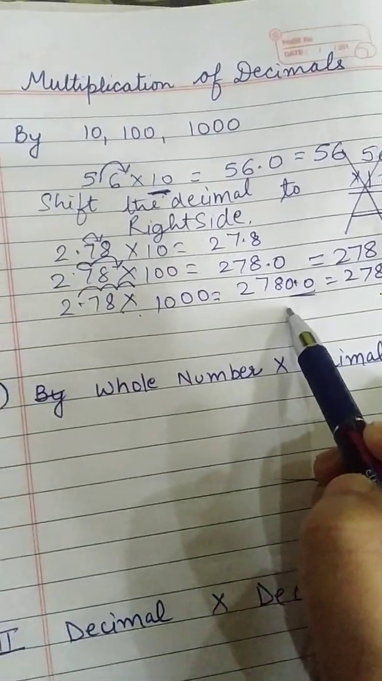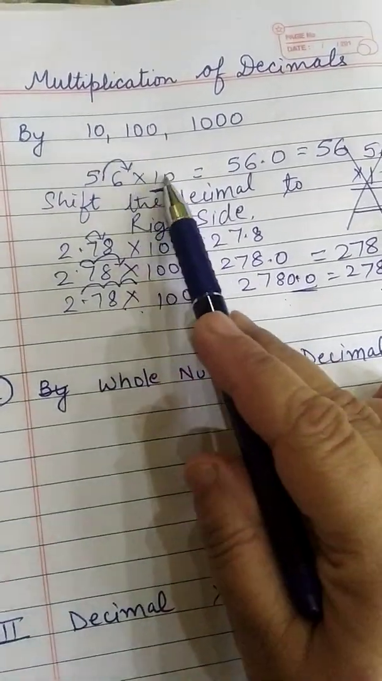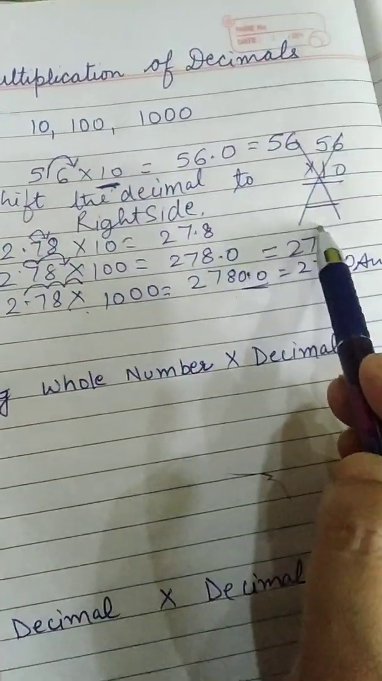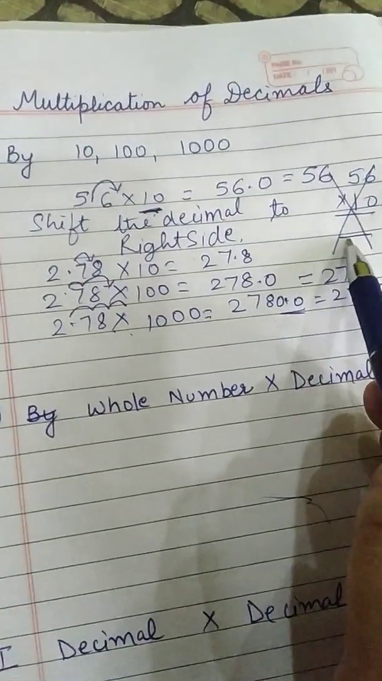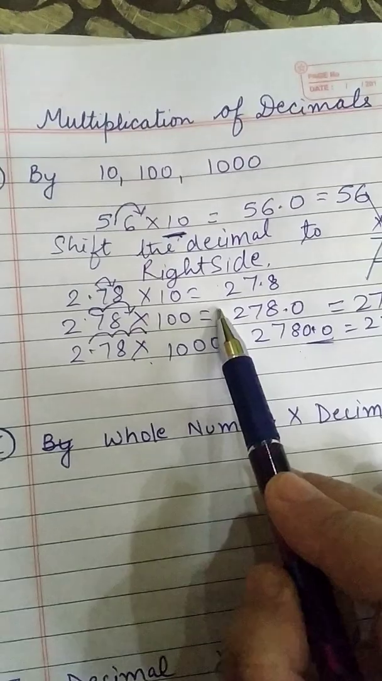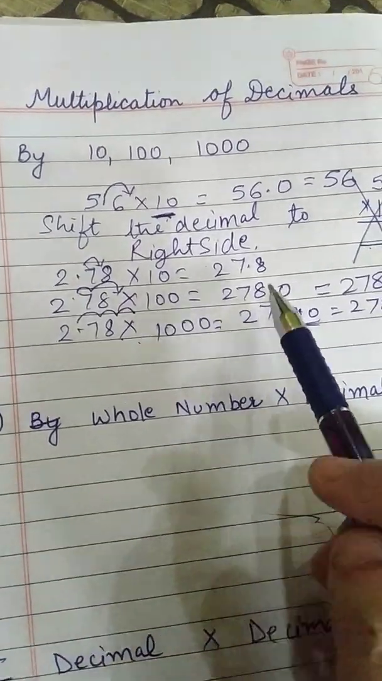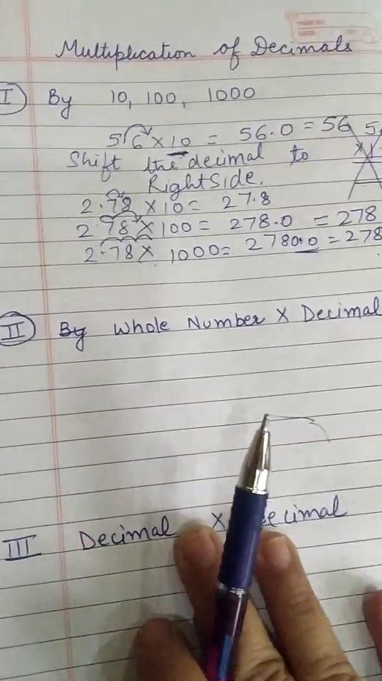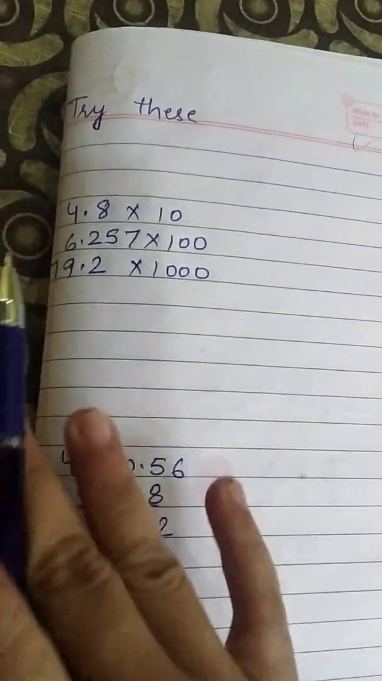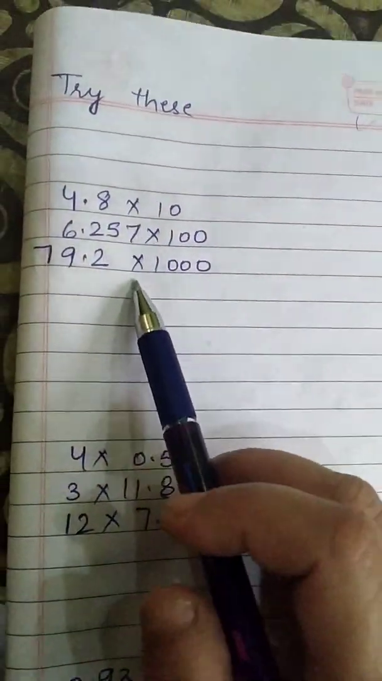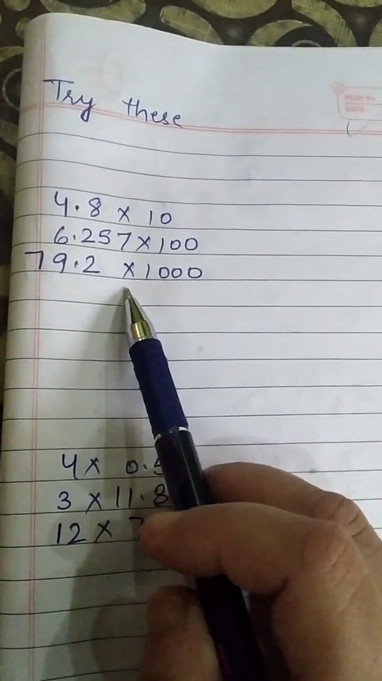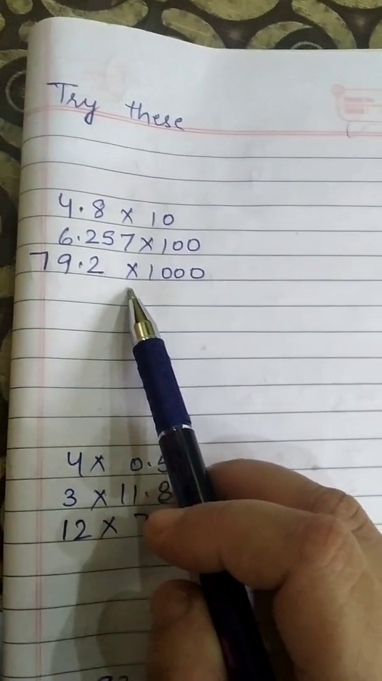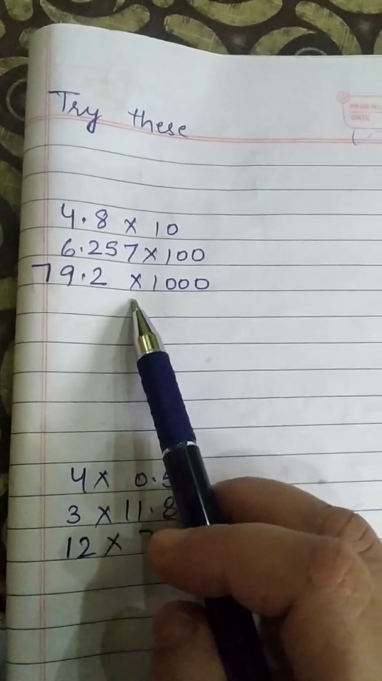So what I mean to say is, when you are multiplying by 10, 100 and 1000, there is no need to multiply in the column form. Nobody will do that. Directly you will shift the decimal to the right side. I hope everyone got it. I have given few questions here for you to try them and do them in your notebook. This will be a part of your assignment. These 3 questions you will do yourself.